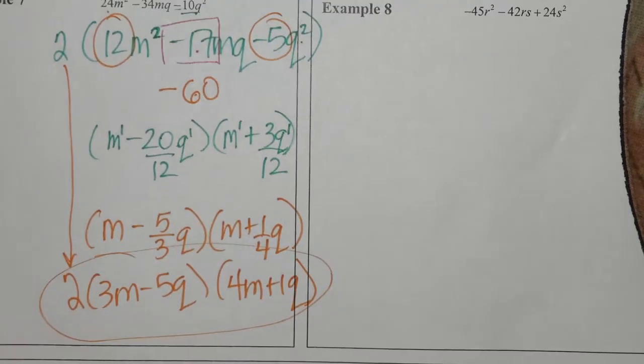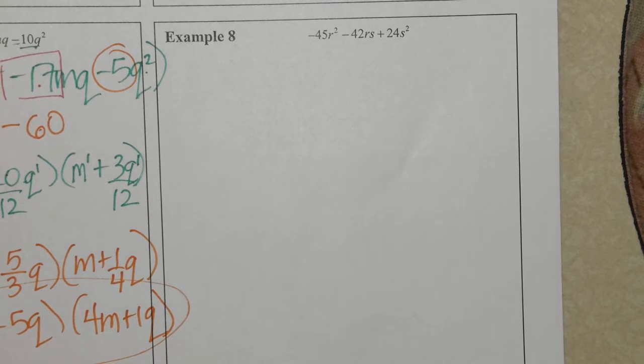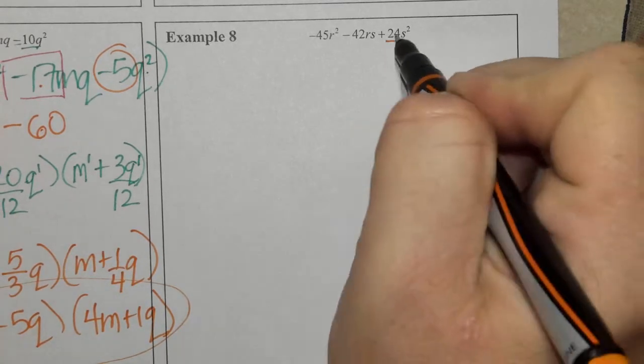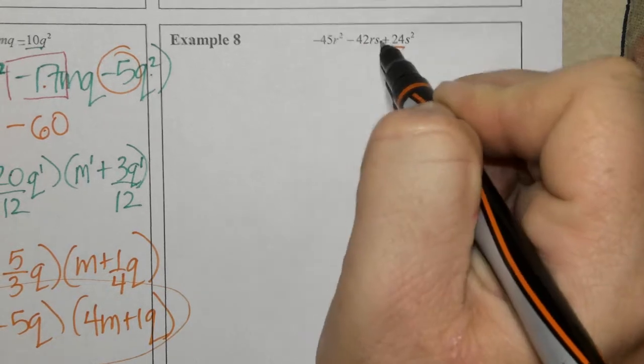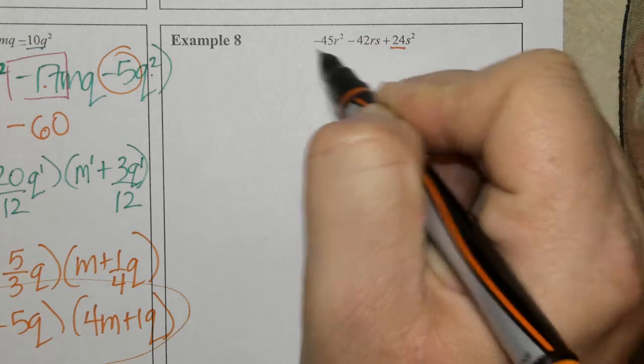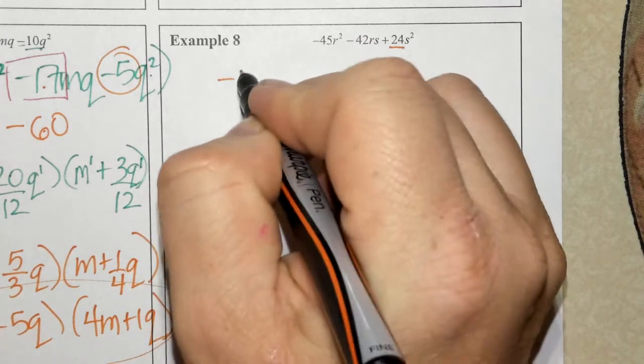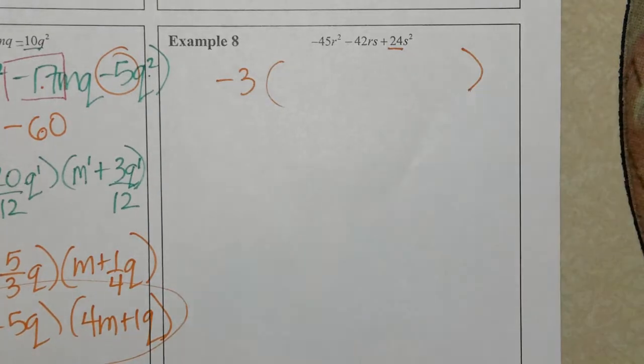Going on right now to number 8. 45, 42, and 24. 24 does not work. 12, no. 8 and 6, no. 4, no. But 3 does work. We don't want to have a negative leading coefficient. Let's factor out a negative 3.